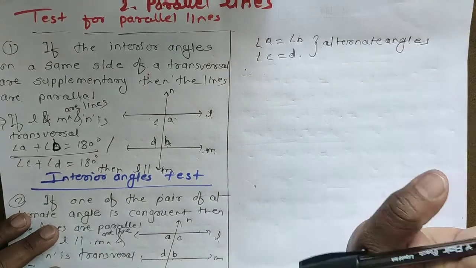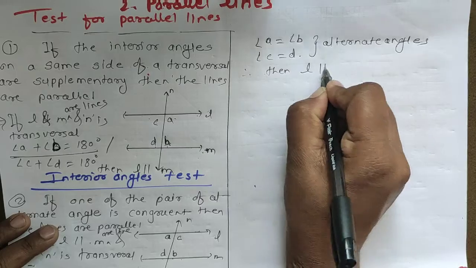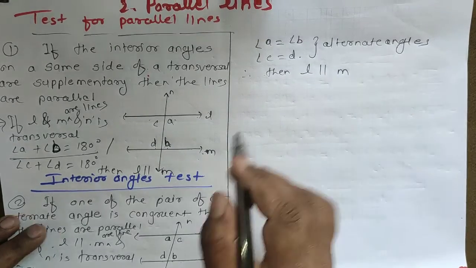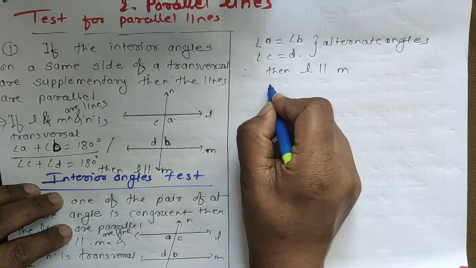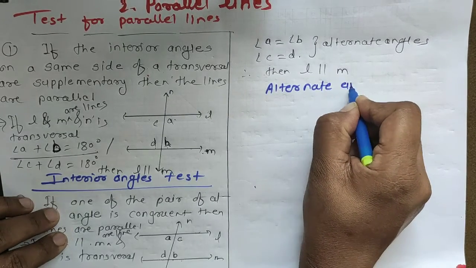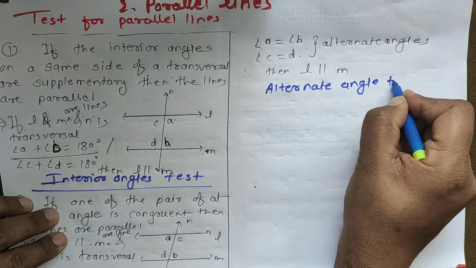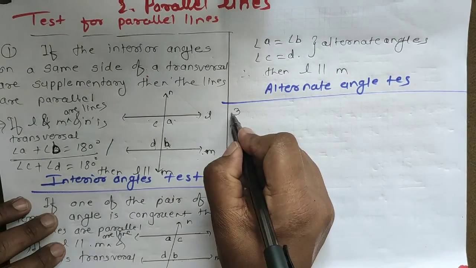And here also, if alternate angles are equal in measure, then we have to say that line L is parallel to line M. Okay. Then, which property is this? That is the alternate angles property. This property is called the alternate angles test. Till then. Now we will see the next one, that is the third.